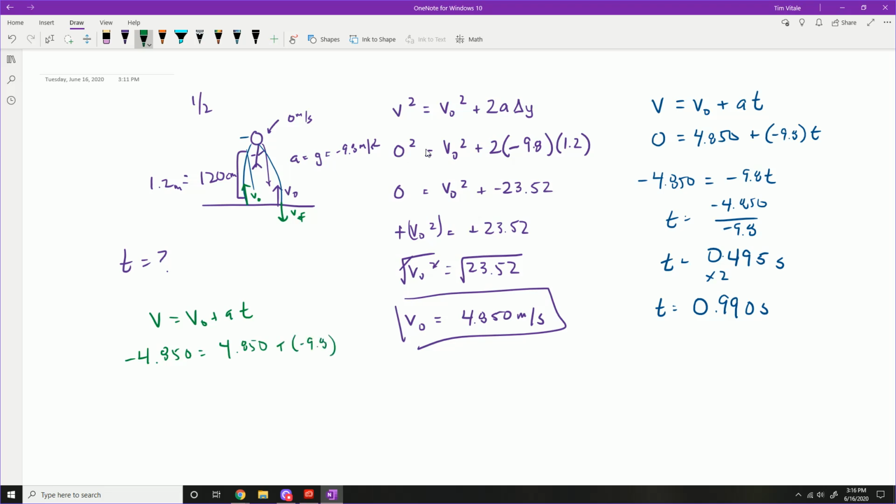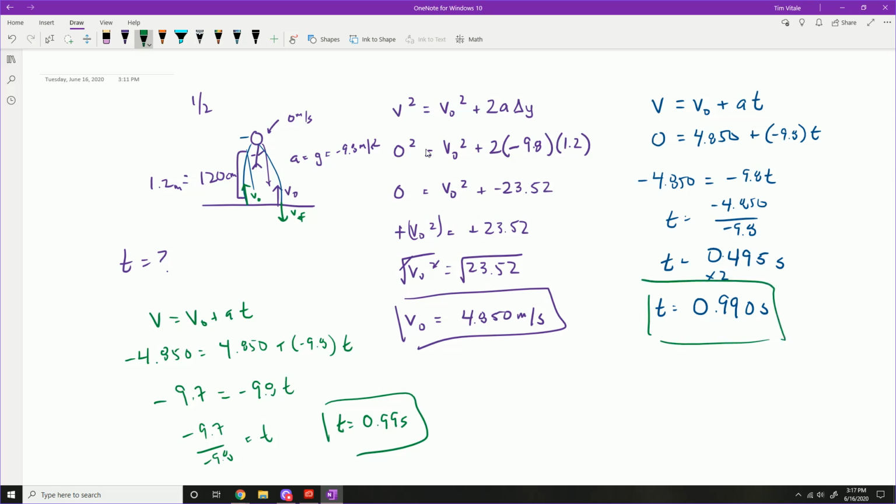So if I'm plugging in all the same things, now we get our speed to be negative 4.85, and if I do the algebra, I get negative 9.7 on this side, and then that's equal to negative 9.8 t. Divide both sides by negative 9.8, and punching that into the calculator, I get a time of 0.990 seconds. So I hope that helped you understand the problem.